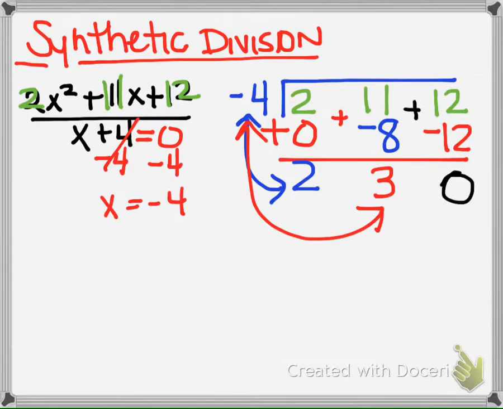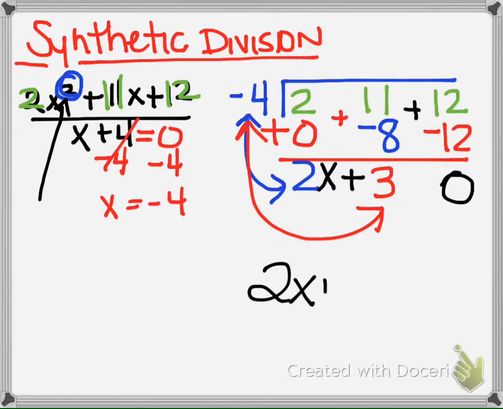So now these here are the coefficients of our answer. So now remember, if this is x squared, this is going to represent x. It's always one less whatever's in the numerator there. So we would get 2x plus 3, because this is the remainder.